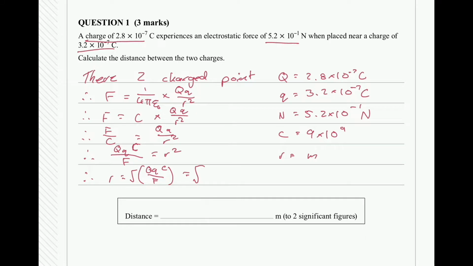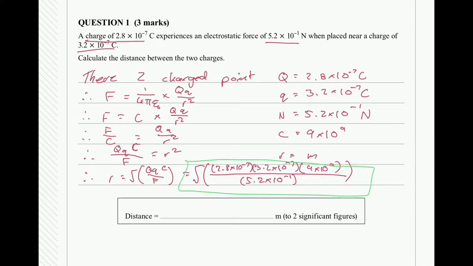So the square root of 2.8 times 10 to the negative 7 multiplied by 3.2 times 10 to the negative 7, multiplied now by our Coulomb's constant, 9 times 10 to the 9, all divided by our force, which was 5.2 times 10 to the negative 1. And you see how now when I substitute my variables in, it ends up being such a large task to write that all through.